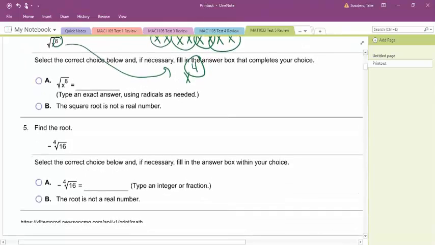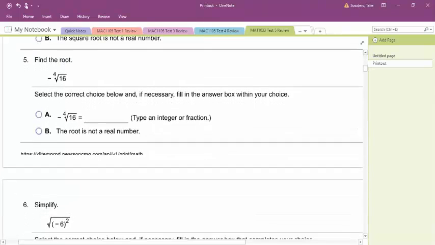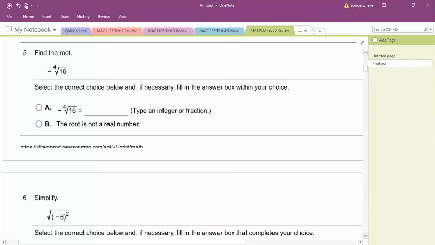Okay, what about this one? Negative the 4th root of 16. So what number times itself 4 times gives us 16? 2. And then the negative stays, right? So it'd be -2.